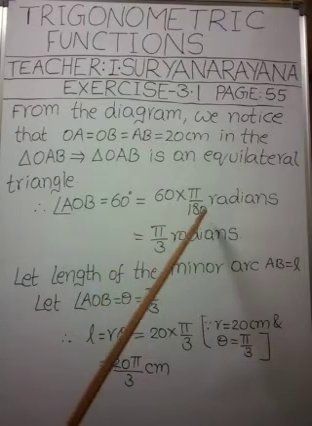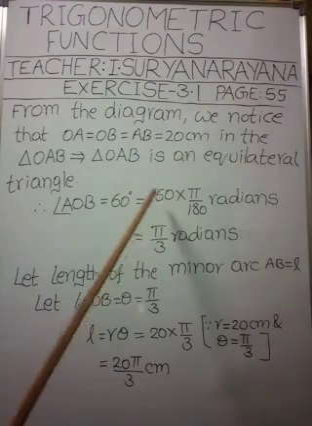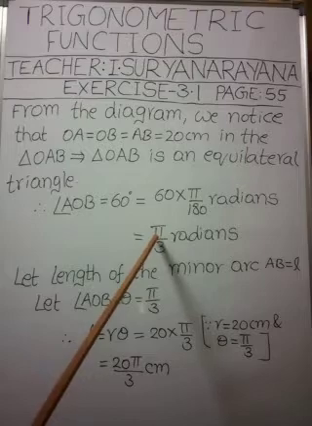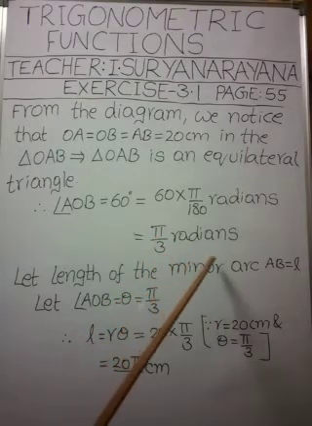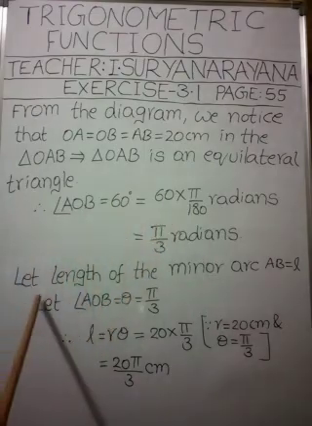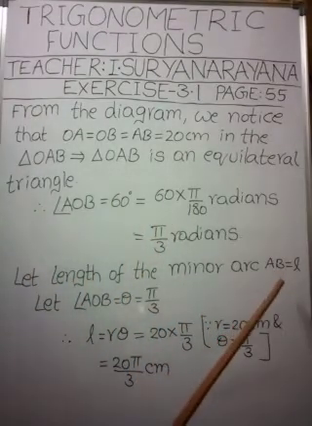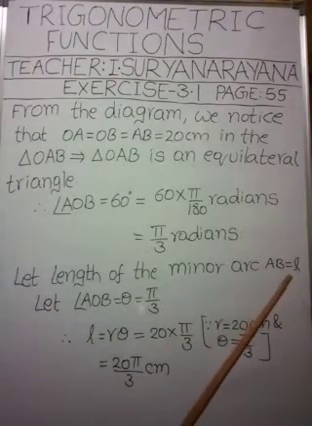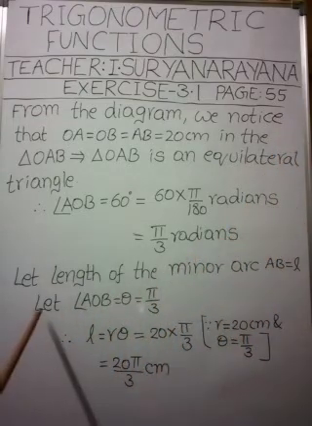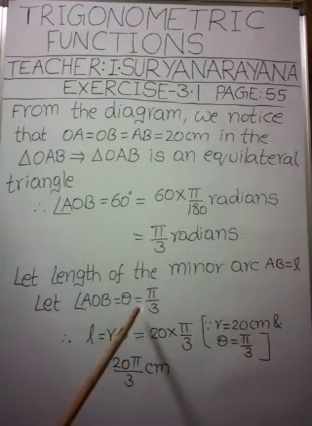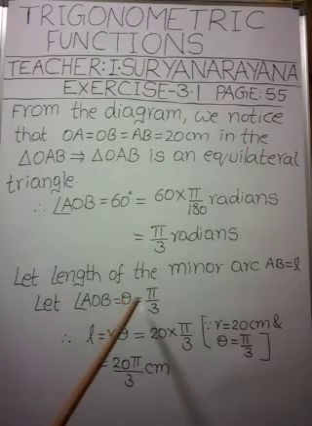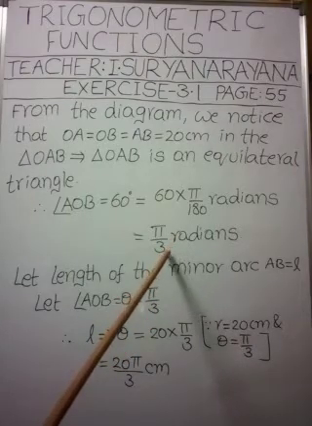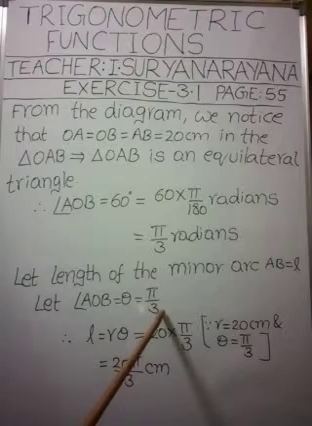Right. The 0 gets cancelled. 6 ones are 6, 3 times. What will you get finally here after cancellation? Pi by 3 radians. Understood this step, my dear children? Right. Now, let the length of the minor arc AB be L centimeters. Let the angle AOB be theta, the angle made by the minor arc AB at the center of the circle. That is already found. What is the value of theta? Pi by 3 radians. Understood this step, my dear children?